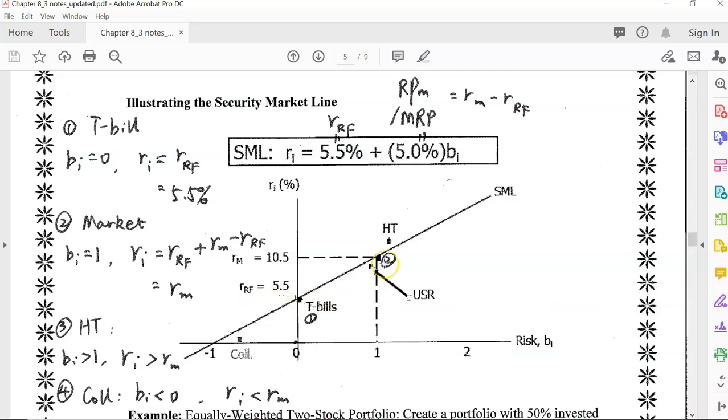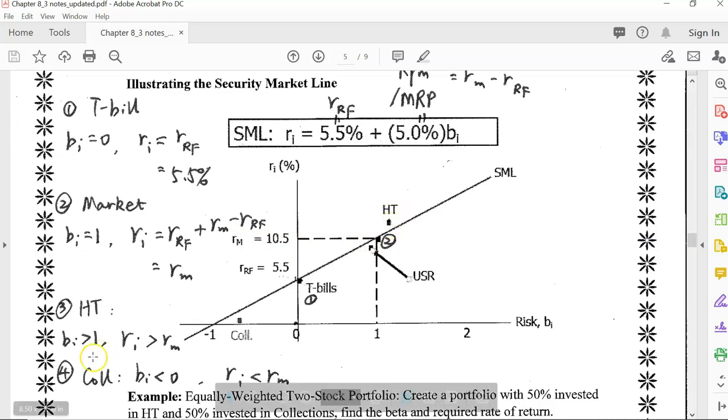For case 2, the market portfolio, when beta is 1, Ri equals the risk-free rate plus Rm minus Rf, and it becomes Rm. When beta is 1, we have this Rm, Ri equals Rm here, 10.5% for the market portfolio.